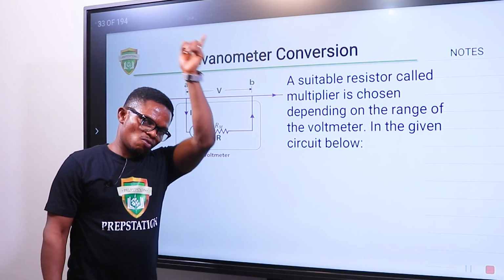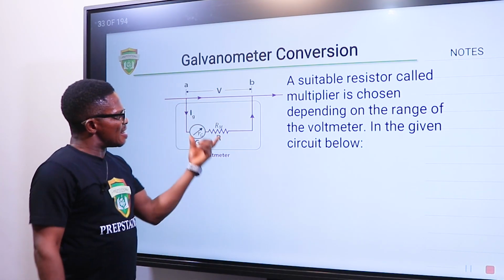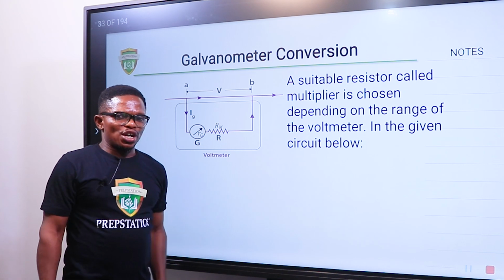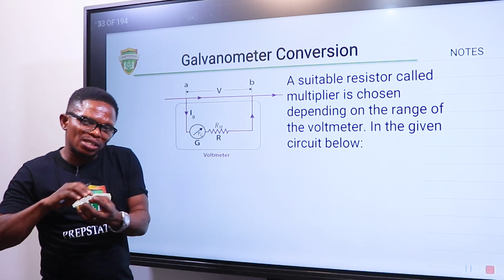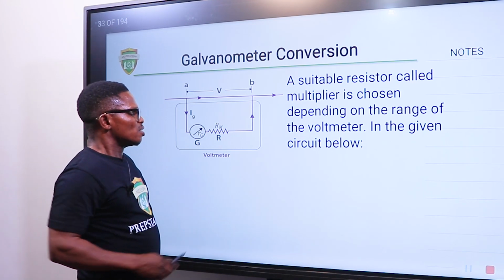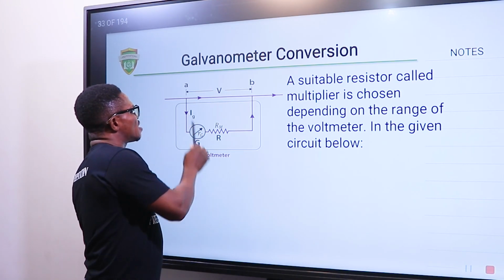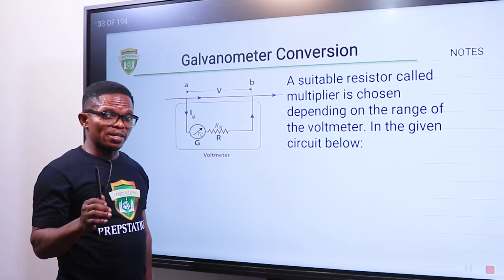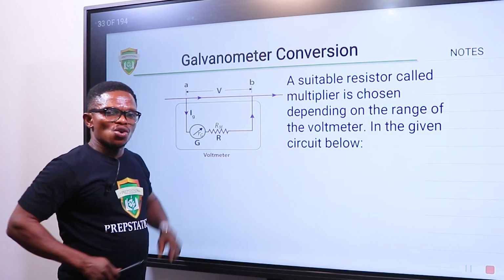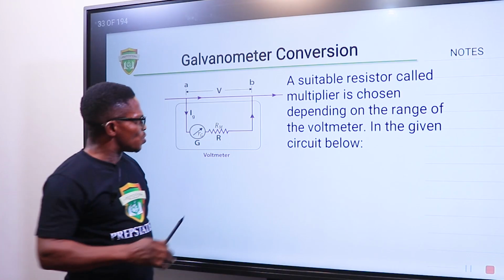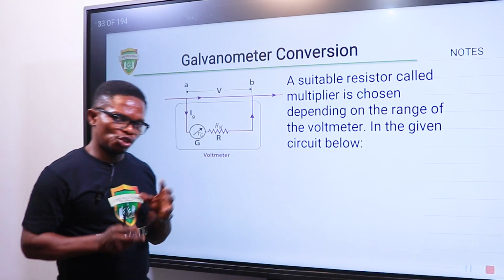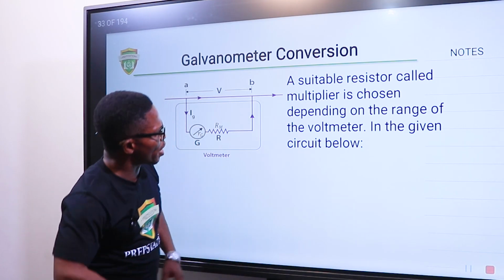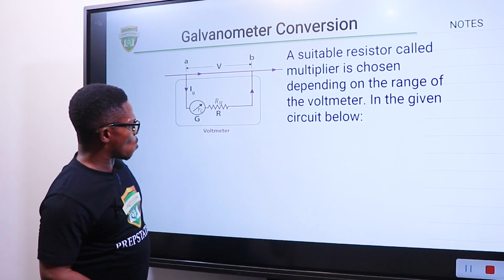Now, just like what I said before about the shunt, the resistor used in converting to a voltmeter is called a multiplier. I'll say that again. The resistor used in converting to a voltmeter is called a multiplier, while the resistor used in converting to an ammeter is called a shunt. Does that make sense? Okay. Now, let's move forward.